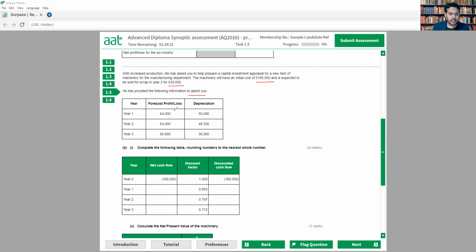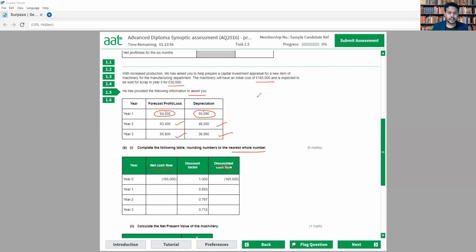He has provided the following information to assist you. Year 1, our profit is 64 and the depreciation 50,090. Year 2, my profit 63 and the depreciation 48. Year 3, 65 and 36. And they're asking to complete the table, rounding the number to the nearest whole pound, and calculate the discounted cash flow. Now remember, to do the discounted cash flow, we have to find the net cash flow.